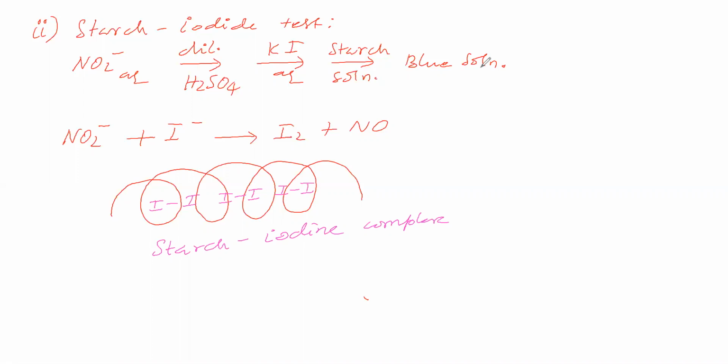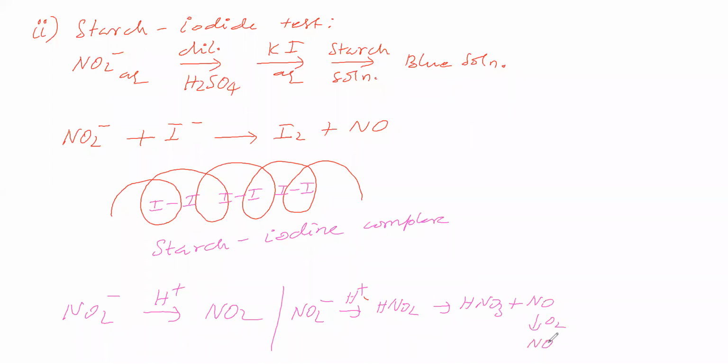Dilute sulfuric acid we are adding means this NO2 minus, with the dilute acid, will become NO2 gas. How is it giving NO2 gas, that we'll see. NO2 minus with the dilute acid gives HNO2. HNO2 undergoes a disproportionation to give HNO3 and NO. This NO with the atmospheric oxygen becomes NO2.